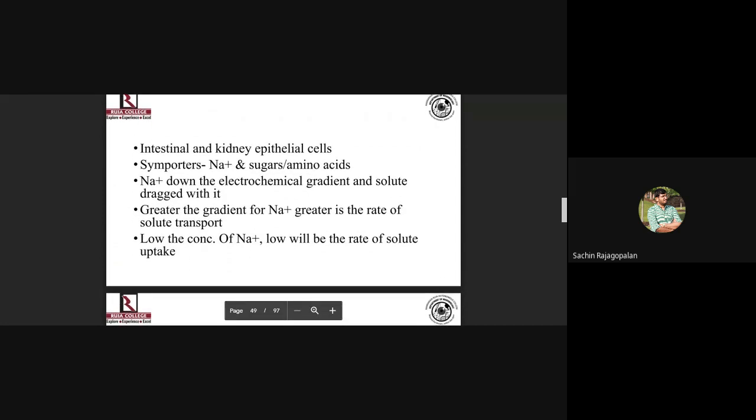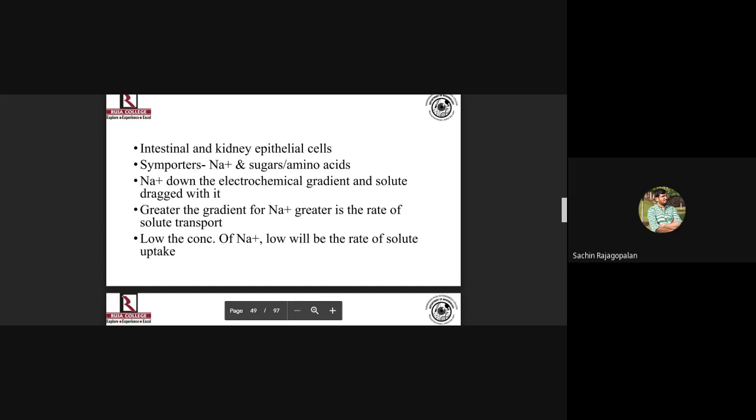Now, intestinal cells, kidney epithelial cells, these are rich with transporters, because their job is to be involved in transport. Remember, in the intestinal epithelium, things have to move out and pass into the blood. They need to have efficient transporters over there. Kidney has a lot of work in filtration, urine formation, reabsorption. So in this, obviously transporters have to be present. Otherwise things are not going to work efficiently.